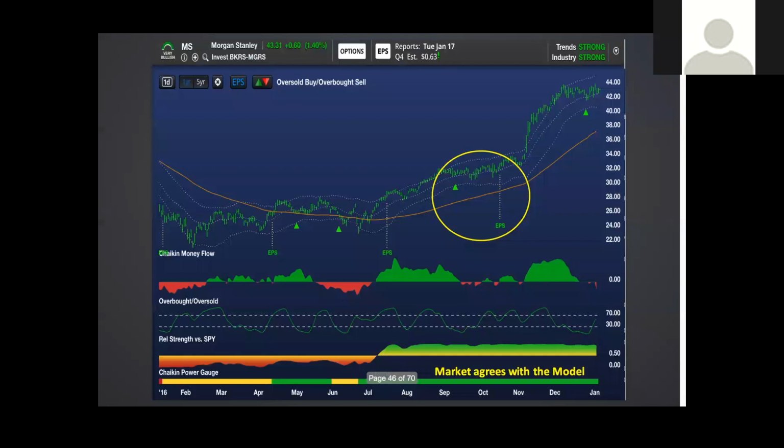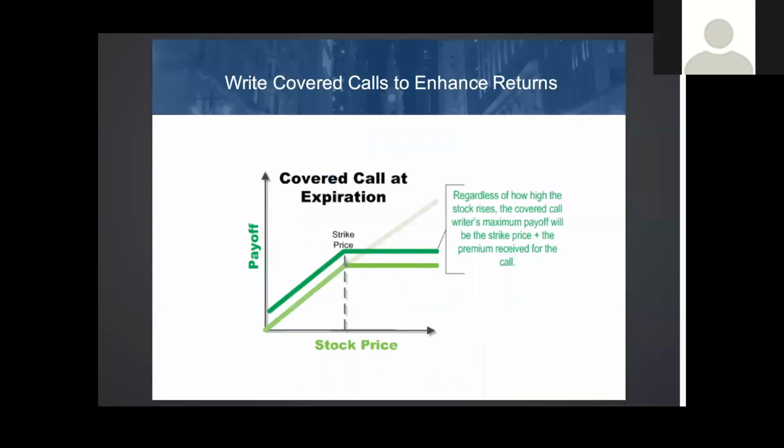Now, the assumption here is that you bought the stock either when we got our buy signal, when it broke out, and then went sideways in this 37 range for a few days, and that you're now very happy to sell the stock at a price higher than the market. So this disclaimer, or this explanation, is very important. When you write covered calls to enhance your return, you're capping your ultimate opportunity.